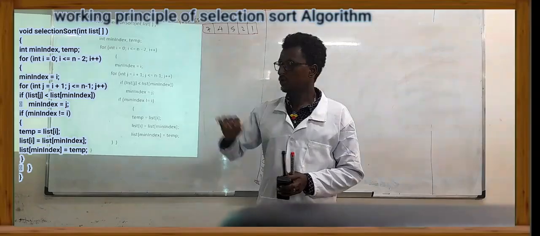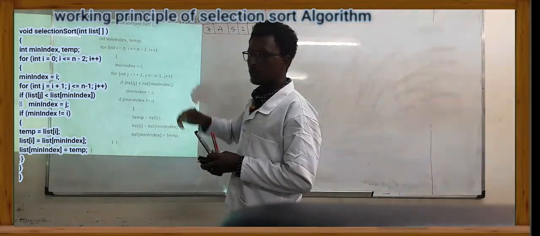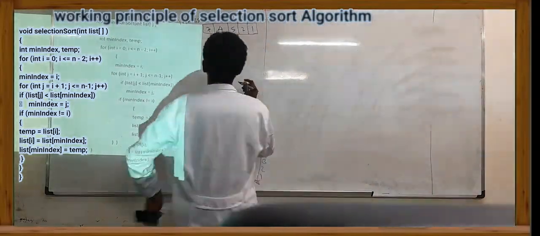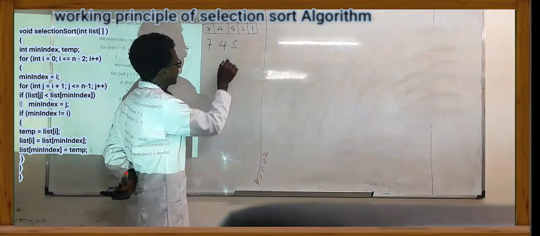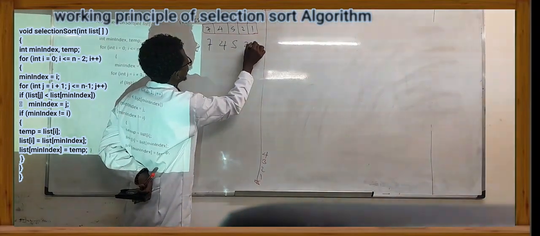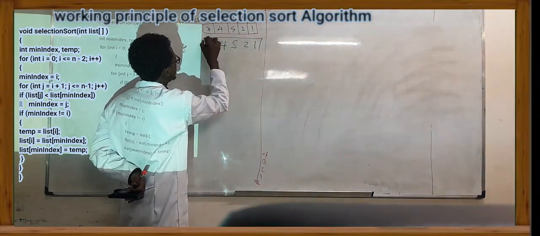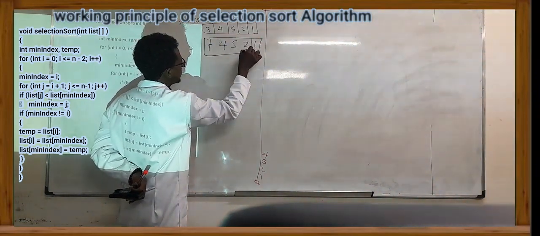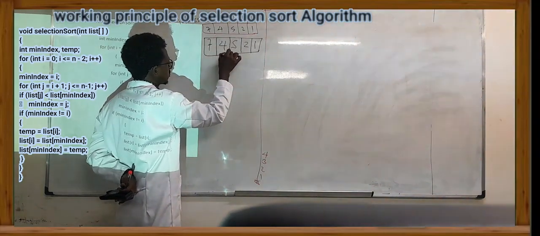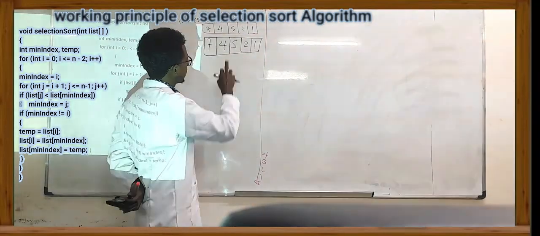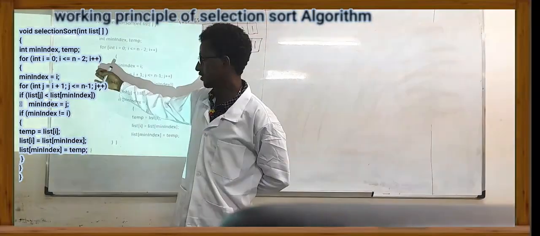So how do we sort this? How do we sort this 7, 4, 2, 1? If it is not visible, I write it again. Assume this is the given array list, and you want to sort it using the selection sort algorithm.